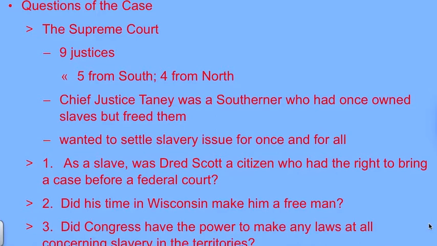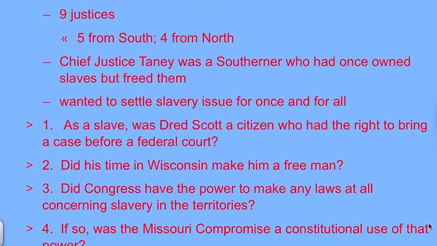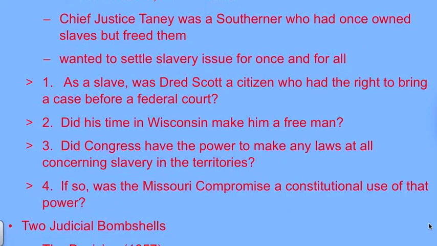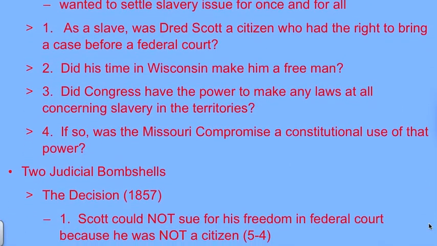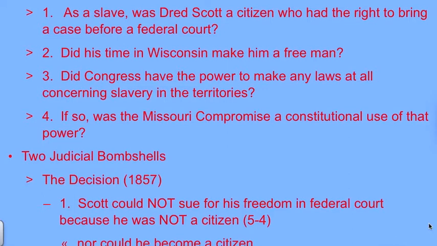The Supreme Court at that point had 9 justices. 5 of them were from the South and 4 of them were from the North. The Chief Justice was Chief Justice Taney. He was a Southerner who had once owned slaves, but he had freed them, so no one really knew exactly how he would feel about slavery when it got to the Supreme Court. Chief Justice Taney decided he wanted to settle the slavery issue for once and for all.